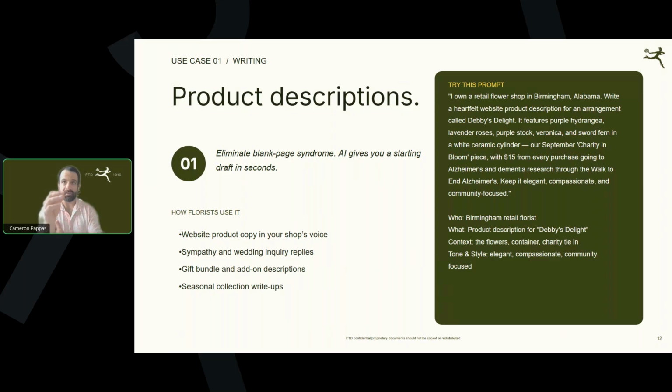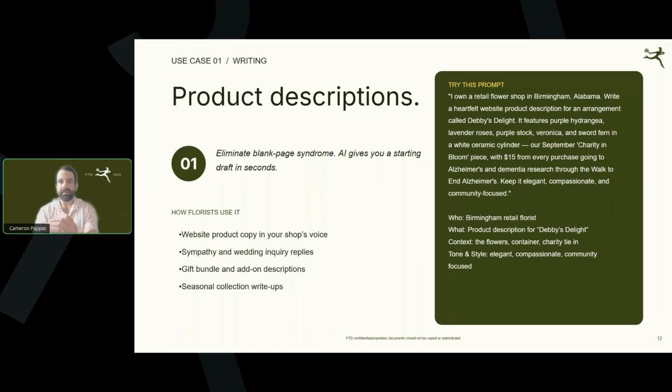In this prompt, I say, I own a retail flower shop in Birmingham, Alabama. I'm telling it who I am. I want to write a heartfelt description for an arrangement called Debbie's Delight. It features purple hydrangea, lavender roses, purple stock veronica, and sword fern, and a white ceramic cylinder. It's our September Charity in Bloom piece, and we donate $15 of every purchase to Alzheimer's and Dementia Research through the Walk to End Alzheimer's. Keep it elegant, passionate, and community focused.